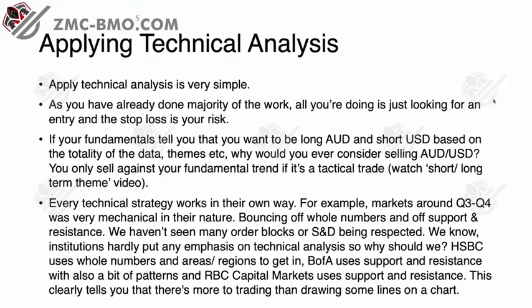HSBC uses whole numbers like 125 on GU or 110 on euro dollar, and areas or regions to get in. So they'll say, we're bearish, for example, on euro dollar, anywhere between 111 and 112, we're looking to get in. Cool. They might use other tools too, I know they also look at moving averages. Their entire technical strategy was in one of the docs. I will try and get that if you want it.